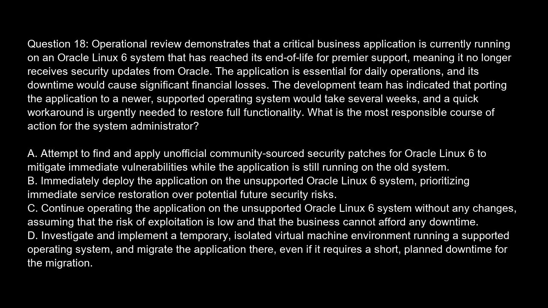Option B. Immediately deploy the application on the unsupported Oracle Linux 6 system, prioritizing immediate service restoration over potential future security risks. Option C. Continue operating the application on the unsupported Oracle Linux 6 system without any changes, assuming that the risk of exploitation is low and that the business cannot afford any downtime. Option D. Investigate and implement a temporary, isolated virtual machine environment running a supported operating system and migrate the application there, even if it requires a short, planned downtime for the migration.